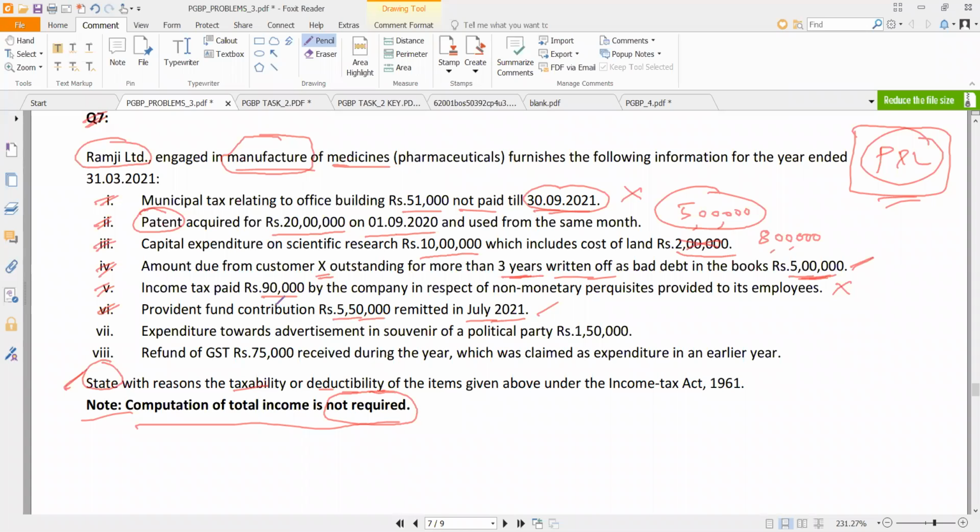Sixth point says provident fund contribution 5,50,000 remitted in July 2021. No problem. That is allowed as deduction, provident fund contribution. Unless otherwise stated, it is the employer's contribution only. And it is transferred, remitted within the due date for filing the return of income. Hence, the entire amount is allowed as deduction.